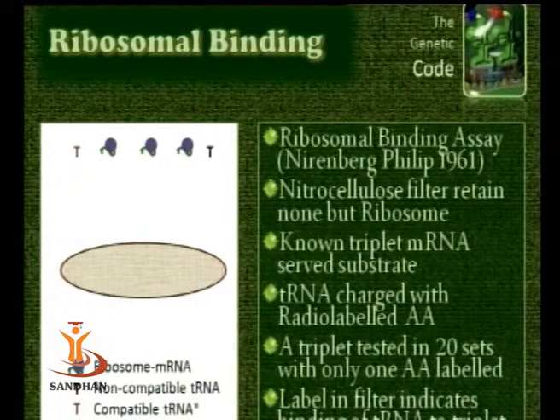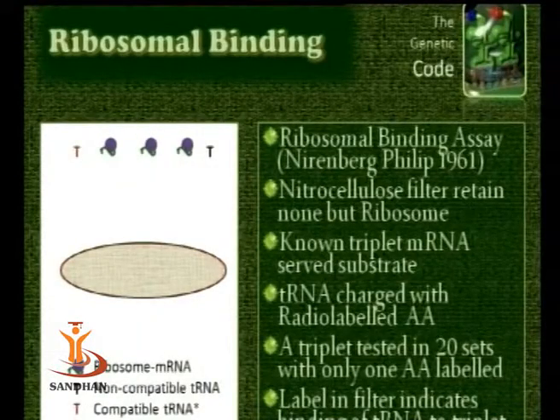So the entire challenge of understanding the genetic code came to an end when the ribosomal binding assay was developed by two scientists in the laboratory of Nirenberg himself. Nirenberg, along with the help of Philip Leder, developed a process in 1961 called the ribosomal binding assay. With this assay, the entire challenge of understanding the genetic code was conclusively ended.